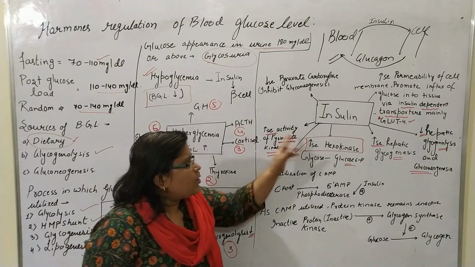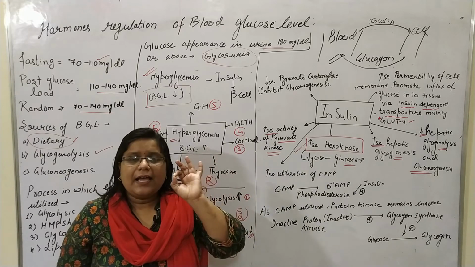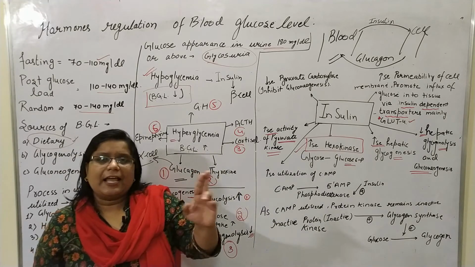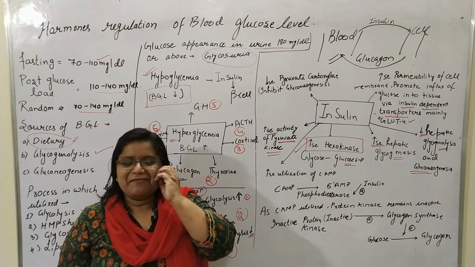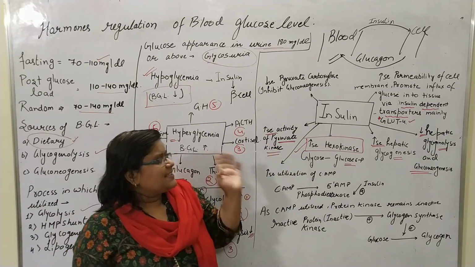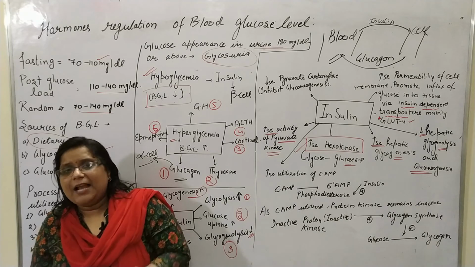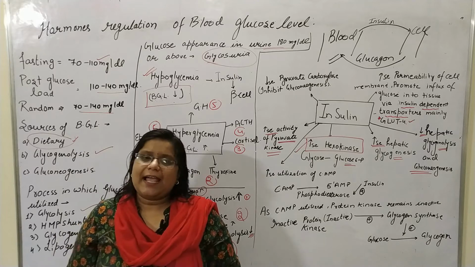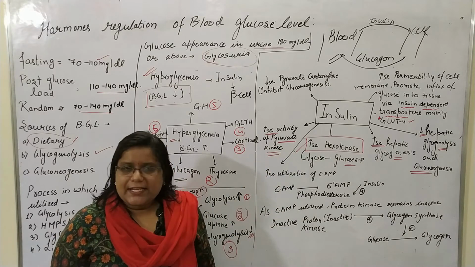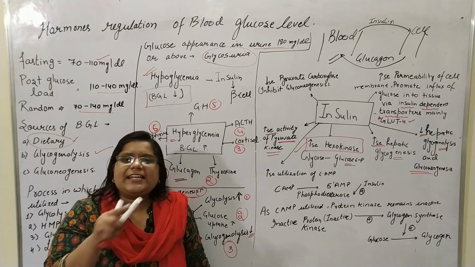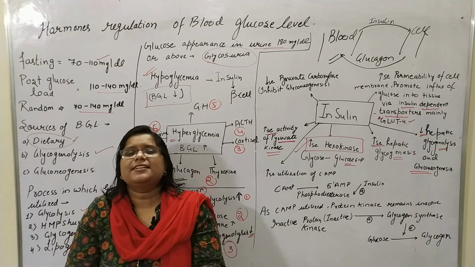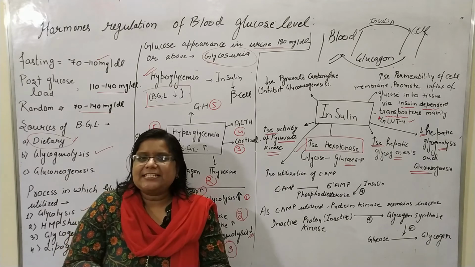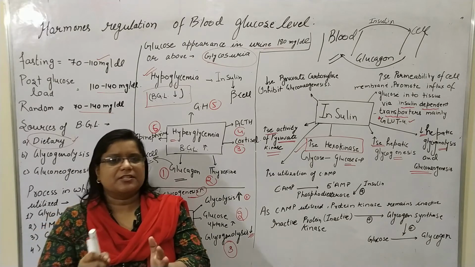I'm very sorry. Pyruvate kinase is the enzyme which converts phosphoenolpyruvate into pyruvate in glycolysis. That activity is performed by pyruvate kinase. So insulin will increase the activity of pyruvate kinase. By increasing the pyruvate kinase activity, insulin will facilitate the glycolysis process.